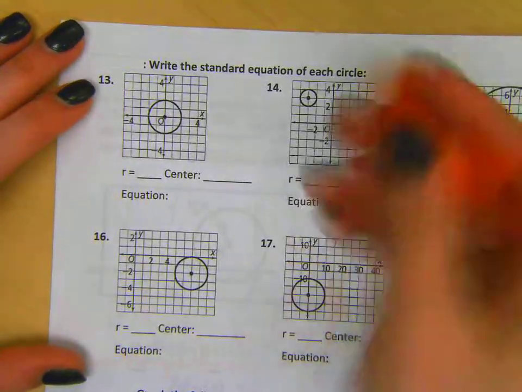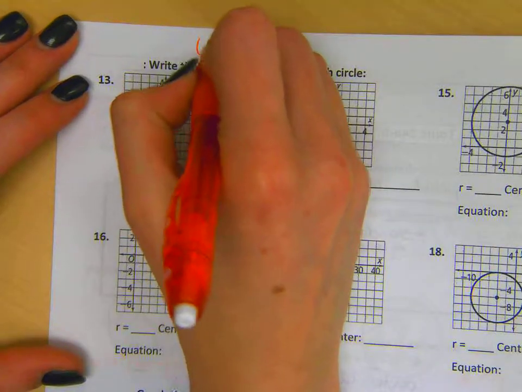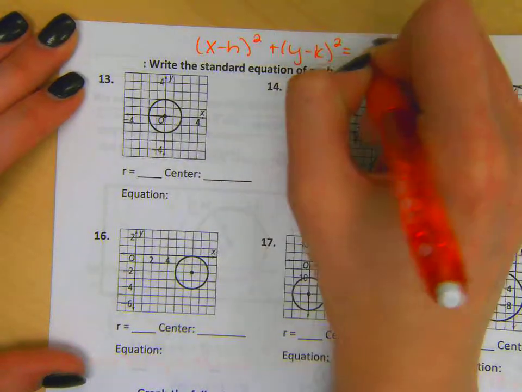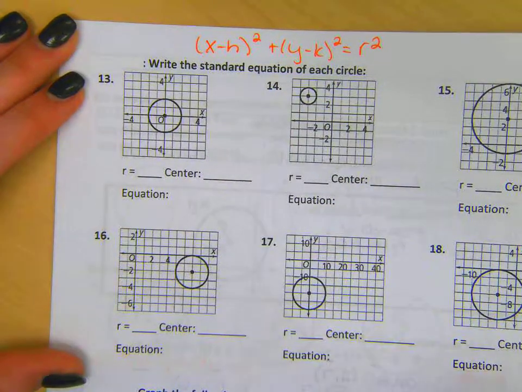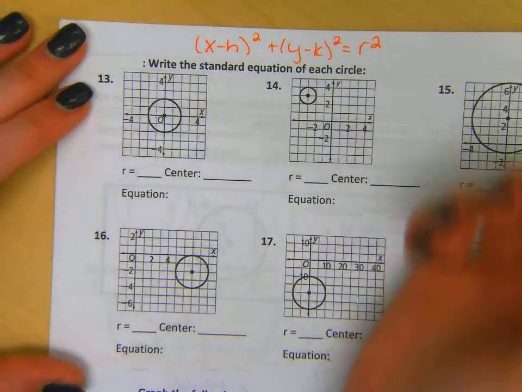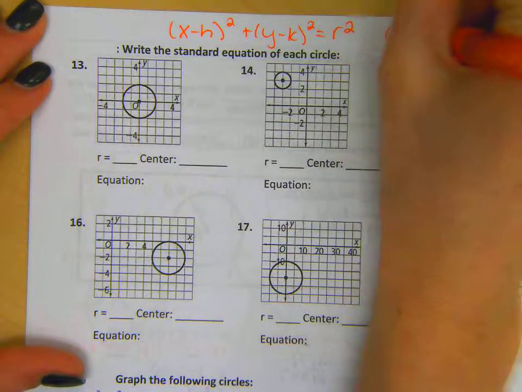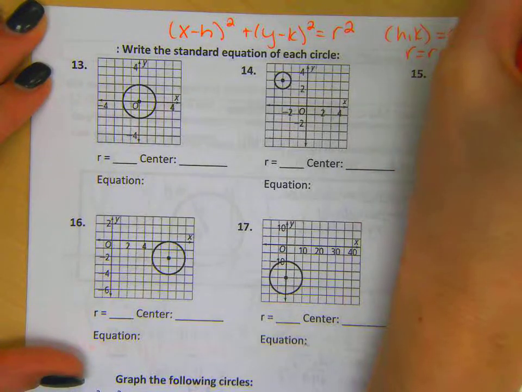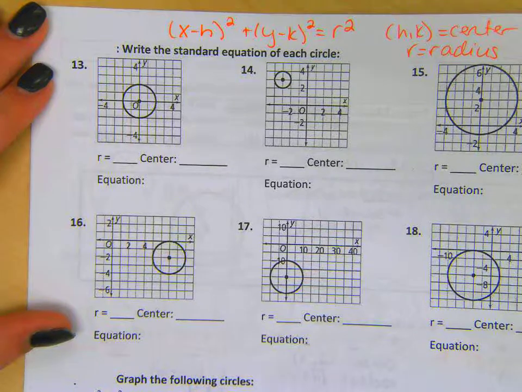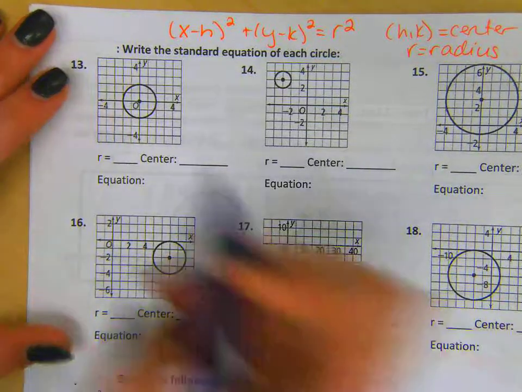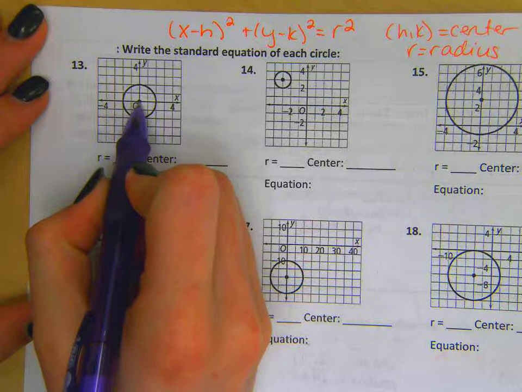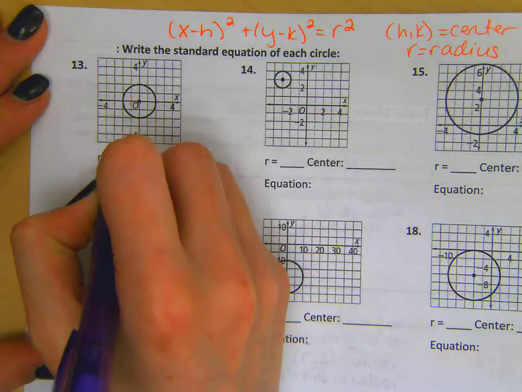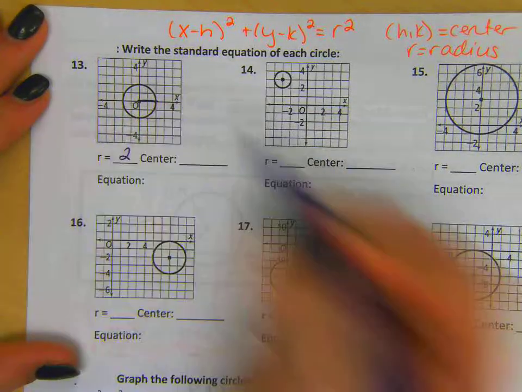So to remember, the standard equation of a circle is (x minus h) squared plus (y minus k) squared equals r squared. H comma k is the center of our circle. So I'll write that over here. H comma k equals the center, and we know that r stands for radius. All right, so the radius of our circle here, we are starting at the center, and we're moving out 2 spaces. So our radius is 2. So from the center to the edge of the circle.